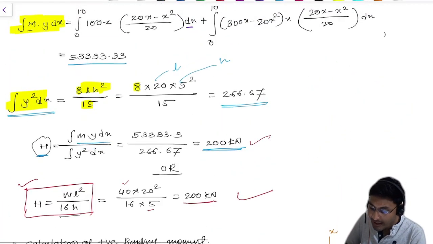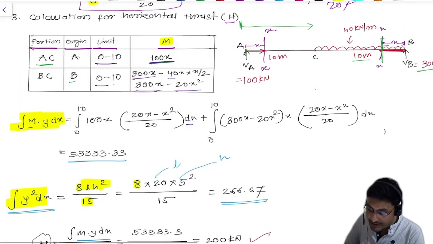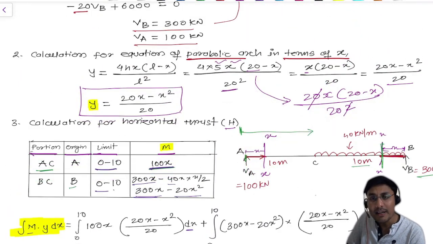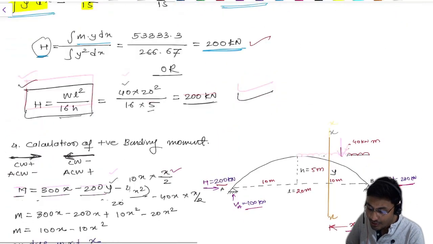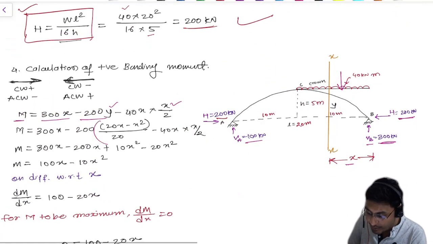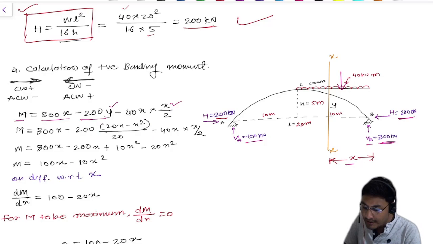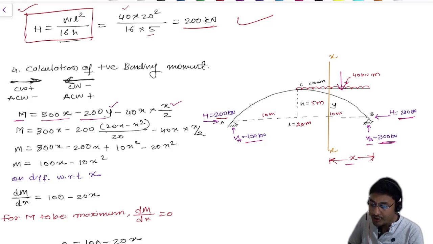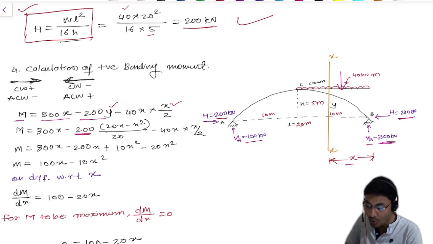So you can see we have calculated the y function, which is y equals 20x minus x square divided by 20, right? So here we are going to put that figure right over here. Now after that, minus 40x into x by 2. Once you put this figure, just multiply this 200 to the whole term. When you multiply this 200 with this term, you will get 200x plus 10x square minus 20x. How minus 20x? This calculation brings you 20x square.